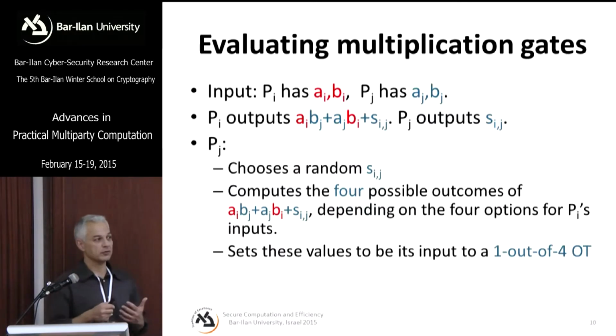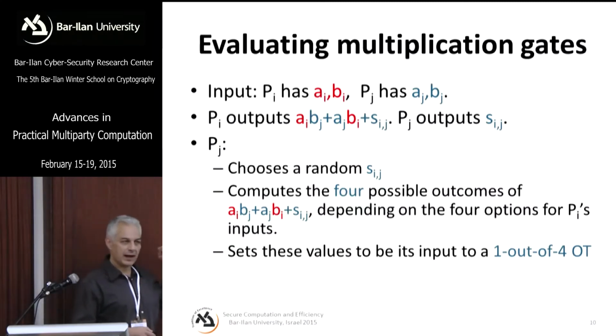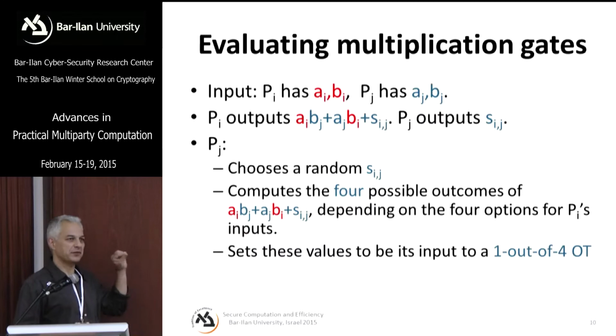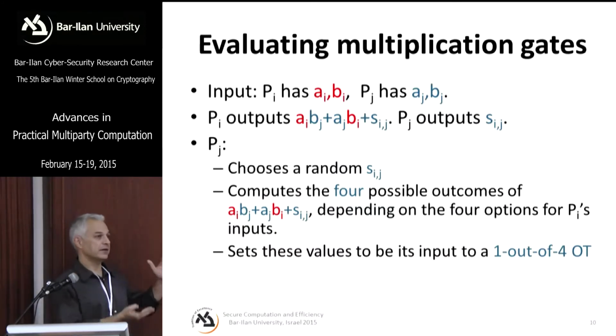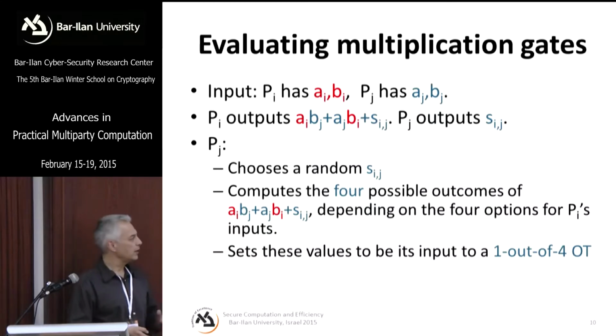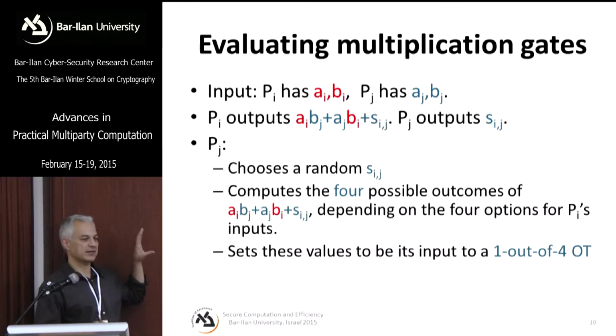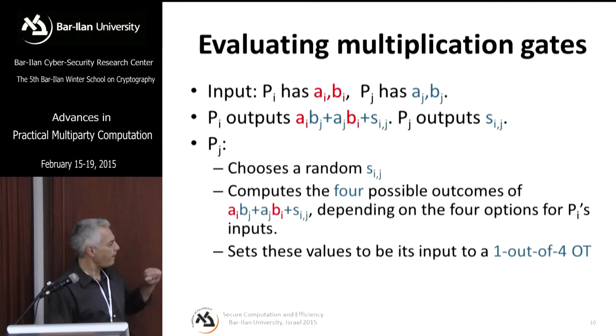So it's going to be a 1 out of 4 Oblivious transfer, meaning that Pj offers Pi to learn 1 out of 4 values, and Pi can choose to learn one of them. So I'll cover 1 out of 4 Oblivious transfer in a minute, but just to see what they're doing here. So basically, Pj doesn't know what Pi's input is, but he knows what the output will be for each of the 4 options for Pi's input. He prepared these 4 outputs as an input to the Oblivious transfer protocol.